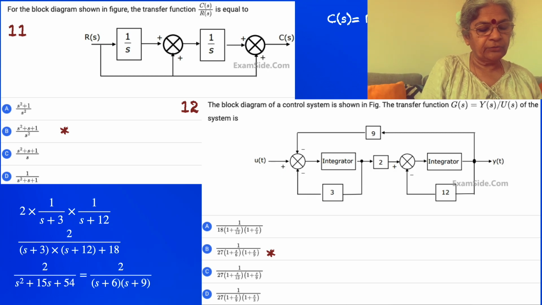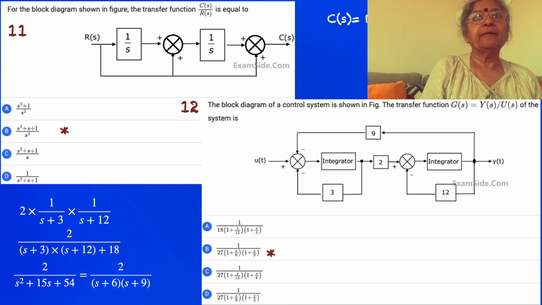Now you can settle them all together. You see that you have 2 divided by S square plus 15S plus 54. That 54 tells you that you can have 9 and 6, and 15 tells you that 9 and 6 add up to 15. So they have been resolved into 2 by S plus 6 into S plus 9. You can take out 9 and 6, because that's how the pattern is given. So 2 by 54 is 1 by 27. B, C, D are okay, and you have 1 plus S by 6 and 1 plus S by 9 only in answer B, and so you go there.